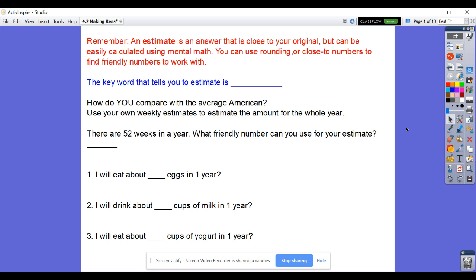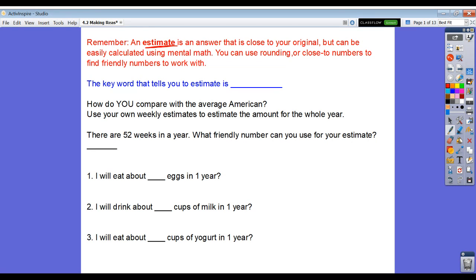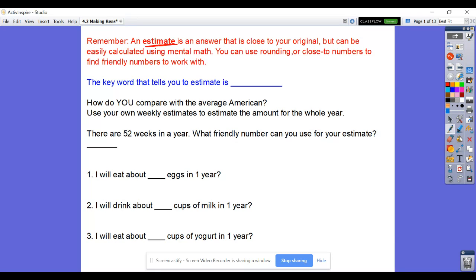Hello, fourth grade mathematicians. Today we are going to talk about estimation. So remember, an estimate, say that word, estimate, is an answer that is close to your original, but can be easily calculated using mental math. You can use rounding or close to numbers to find friendly numbers to work with. So yay, this is going to be a great lesson.